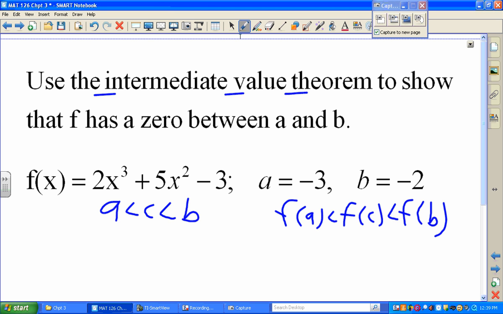Provided what? If C is between A and B, then the function value at C is between the function values at A and B, or it could be the other way. You don't know which way. Provided what? One very important fact.